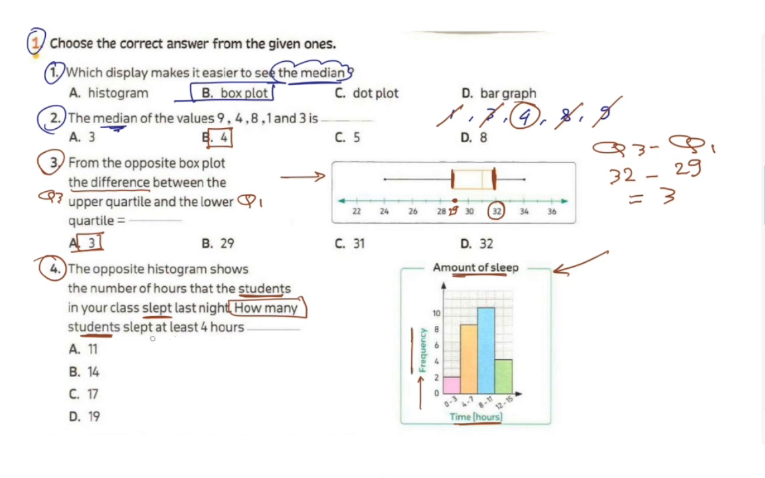Okay, slept at least what? At least 4 hours. What's the meaning of at least? At least means I will start from 4 and go up. Maybe 4, 5, 6, and so on, without any limit. There is no limit. So look here at the intervals. We have 0 to 3, 4 to 7. He said to start with 4. Okay, at least 4.